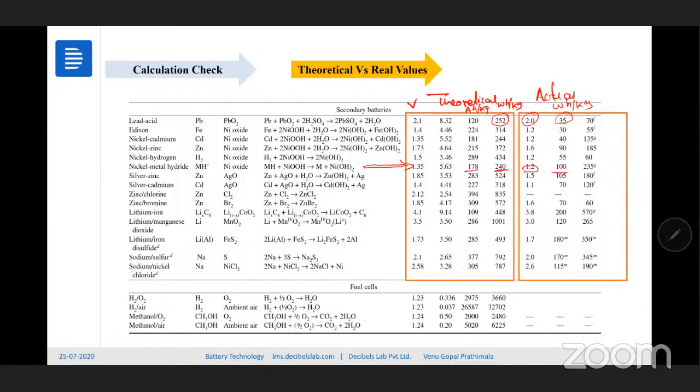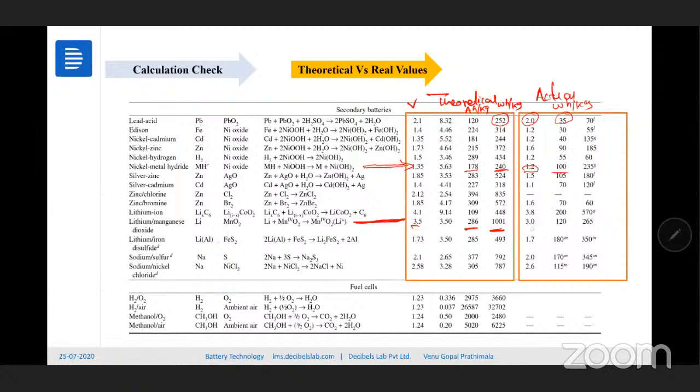Similarly, if you compare for lithium manganese oxide, so here is the lithium manganese oxide. Here the cell voltage is 3.5, ampere per kg is 286 and watt hour per kg is 1001. Okay, so these are somewhat different values. Maybe here in the calculation they have taken just manganese oxide as the cathode without considering the lithium. So that might be the reason they got different values.